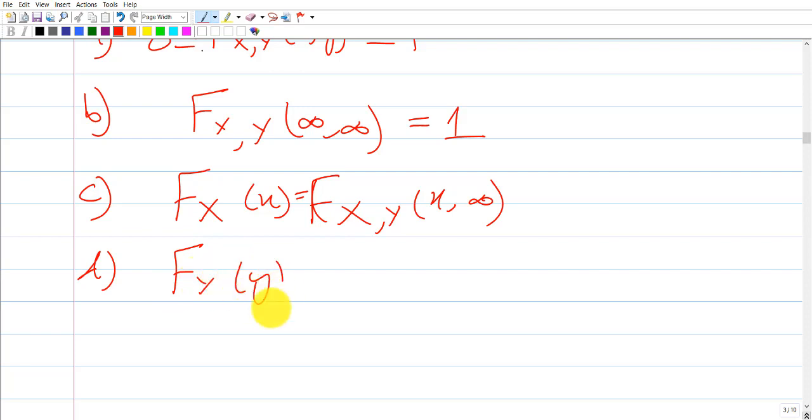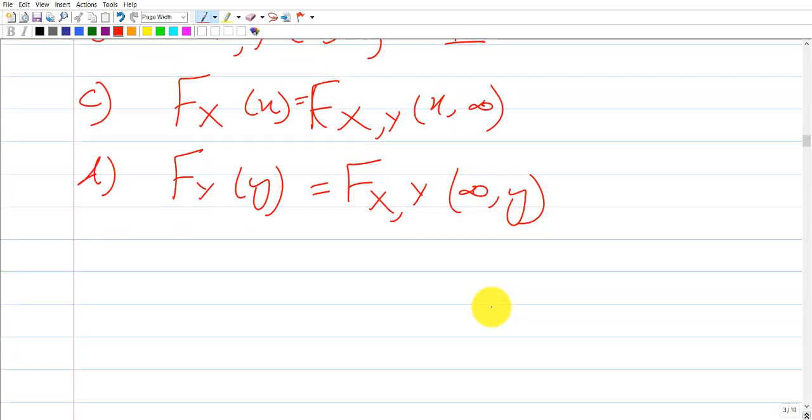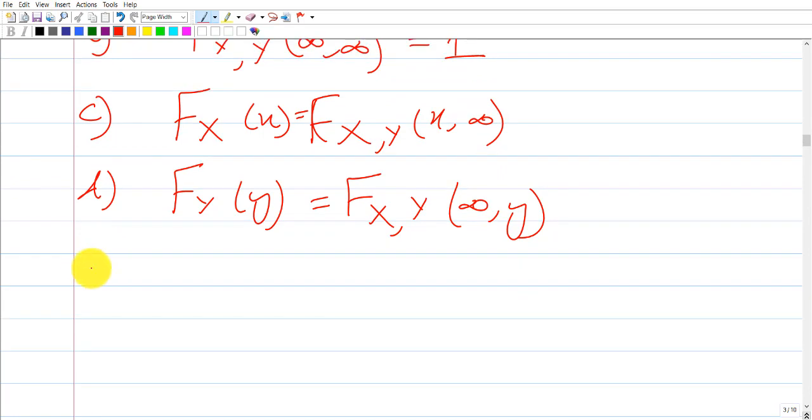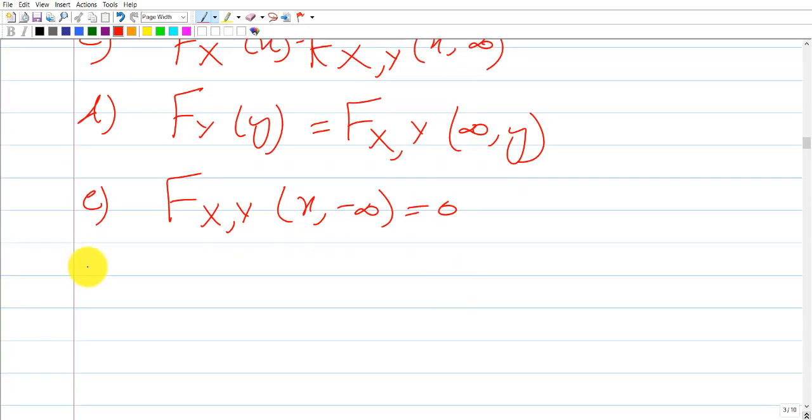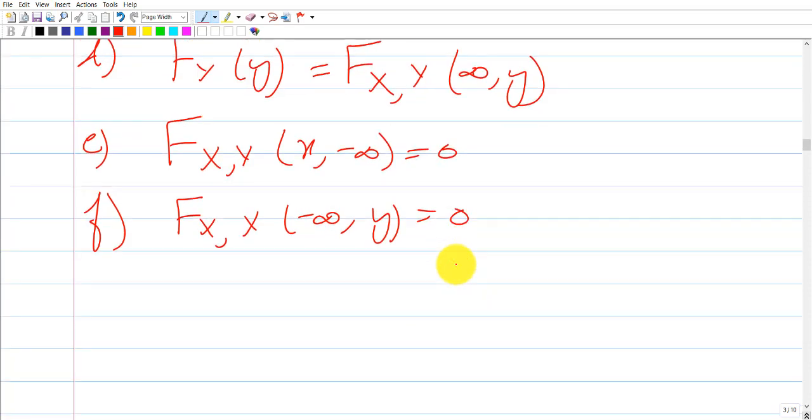Fy of y is equal to Fxy of infinity, y. Similarly, if we move towards negative infinity, we will get nothing but zero probability. Similarly, Fxy of minus infinity, y would also be zero.